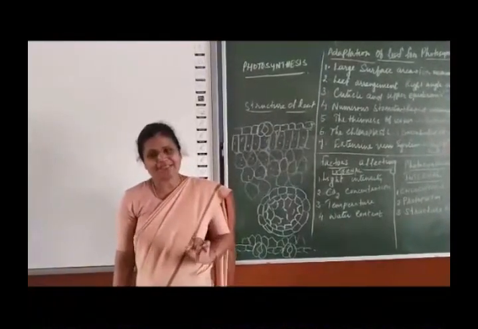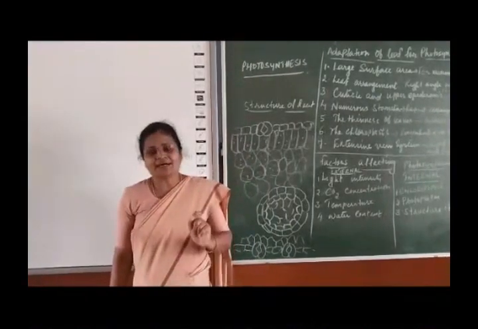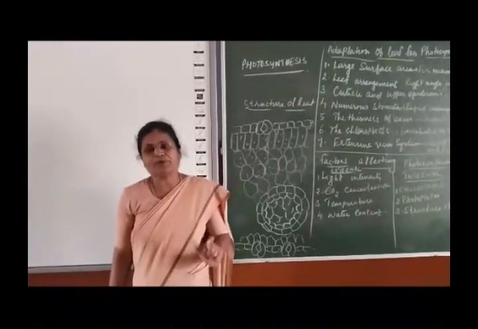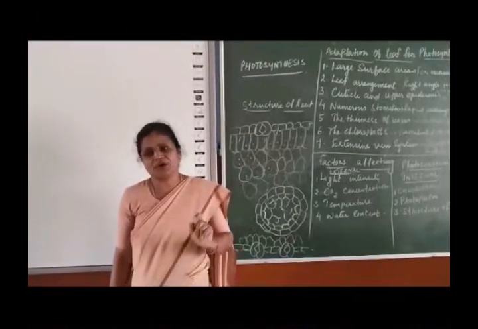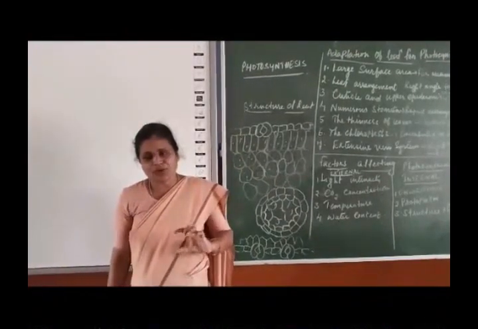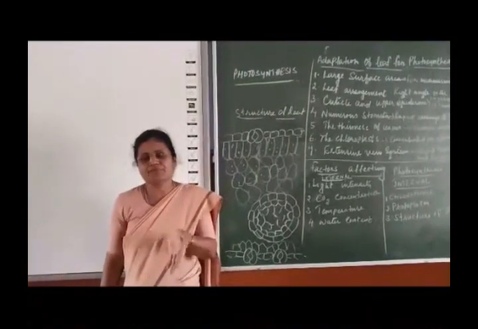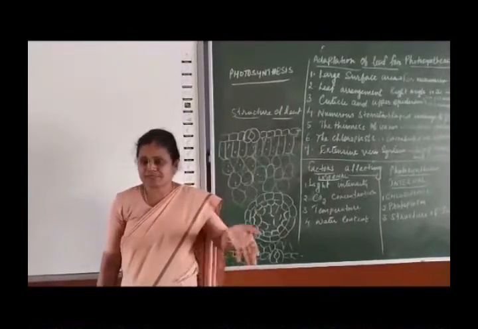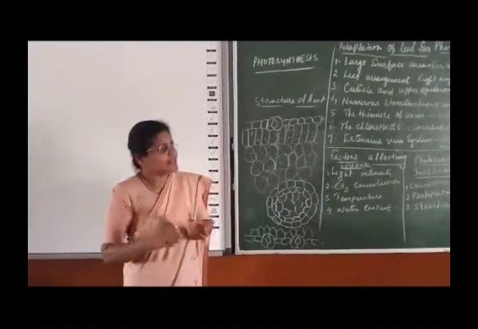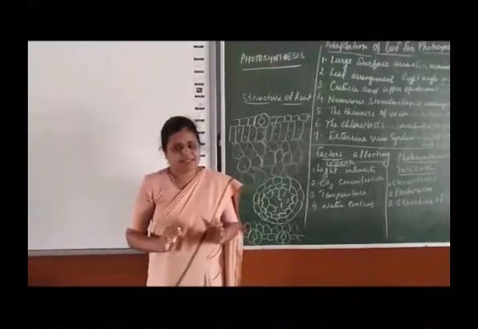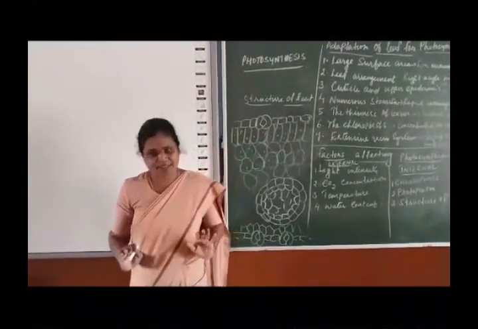I also had missed out one point yesterday: the singular is called granum, the plural is called grana, which means a group of grana. I told you a group of thylakoids forms the granum and a group of grana forms the chloroplast. Now I didn't tell you exactly where the chloroplast is present. I told you in all the green parts of the plant the chloroplast is present.